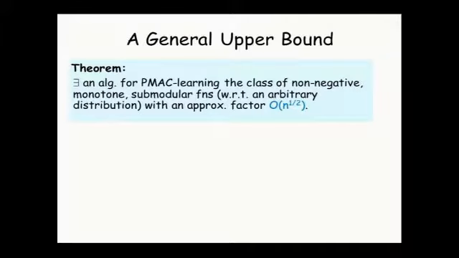So you'll talk about this result also later? Yeah. In the next part of my talk, I would like to talk about some of the key ideas behind proving all of these results. I'll start with the general upper bound, which again is that we have a polynomial time algorithm for PMAC learning the class of non-negative monotone submodular functions with an approximation factor of square root of n. Since it's simpler to think about, I'll first describe a weaker upper bound of n for the more general class of subadditive functions, and then I'll mention how to modify it to get what we want for submodular functions.